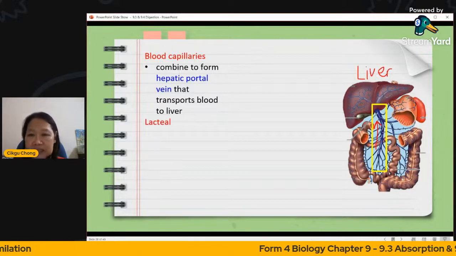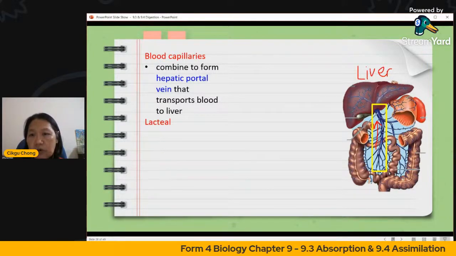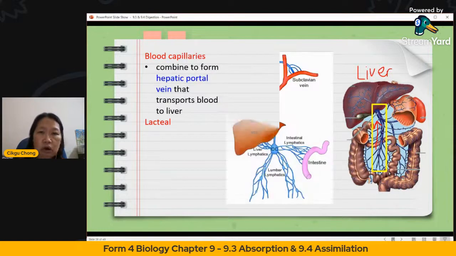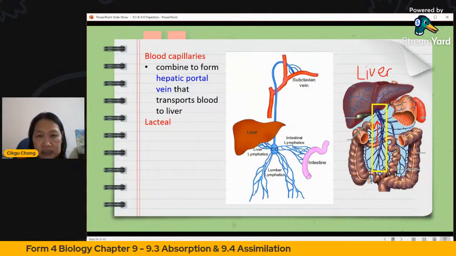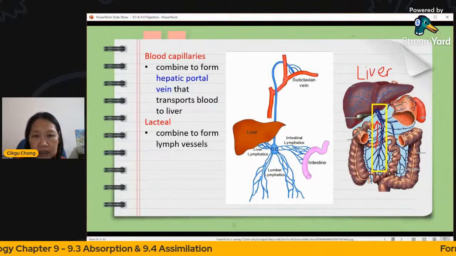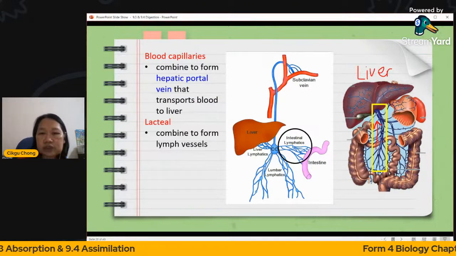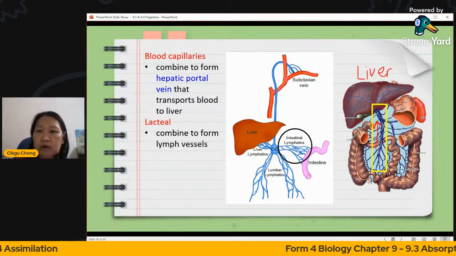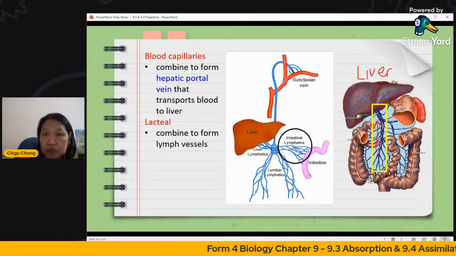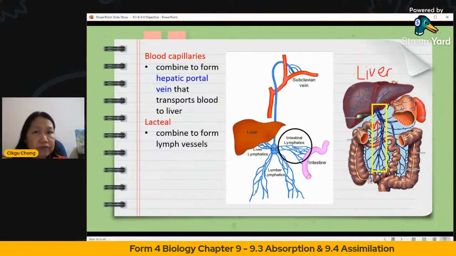Okay, so what about the lacteal? Okay, where does the lacteal go? So the lacteal also will converge. Okay, can you see here? This diagram here shows the lacteal system. Just now that one was the blood capillary system. Now I will show you a different diagram because it's a different system.